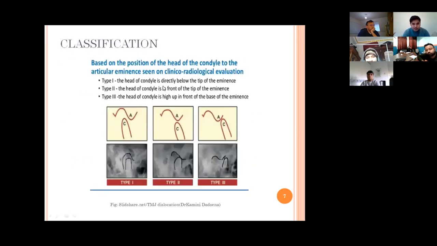So this is the anterior TMJ dislocation classification, based on clinical and radiological evidence. Type 1 is when the head of the condyle is directly below the tip of the articular eminence. Type 2 is when the head of the condyle is in front of the tip of the eminence. And type 3 is when the head of the condyle is high up in front of the base of the eminence.